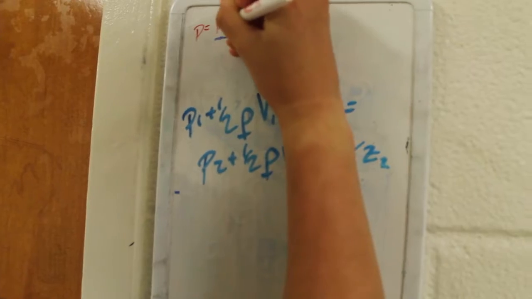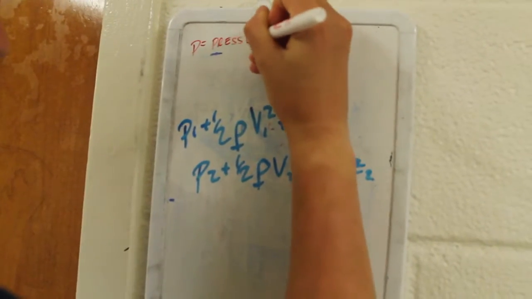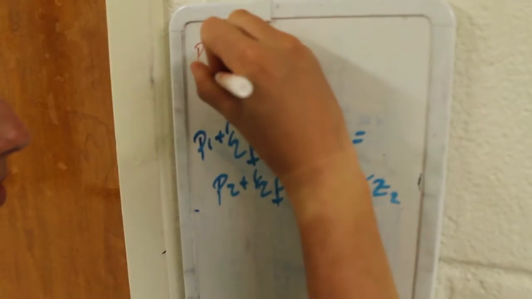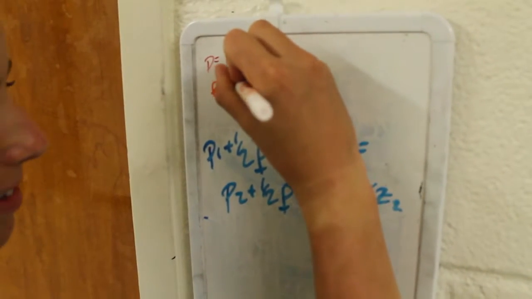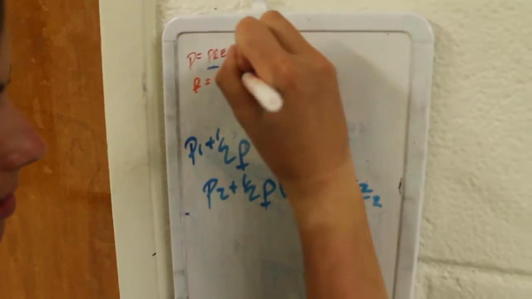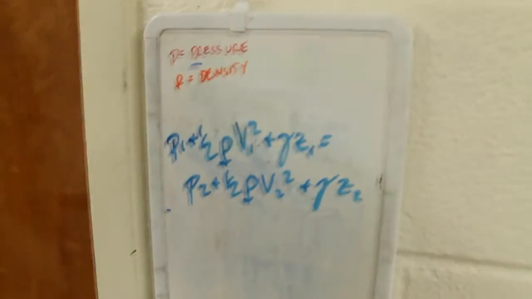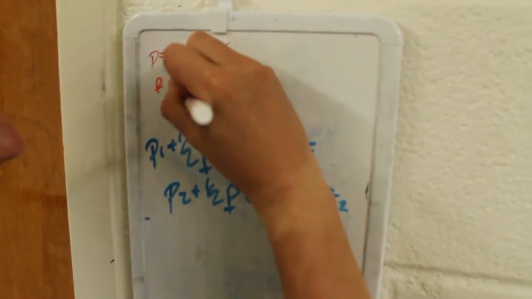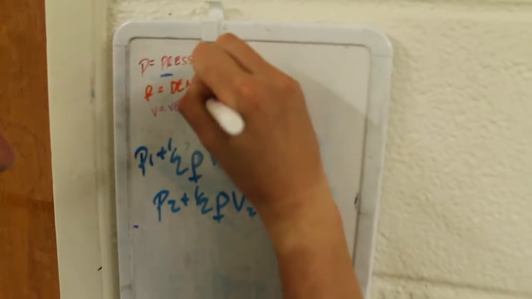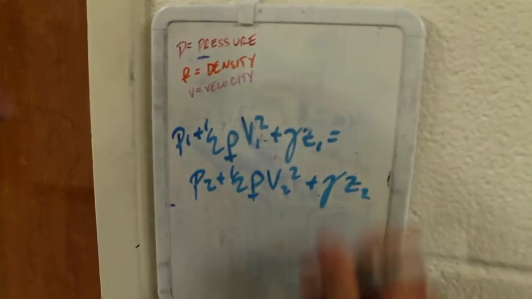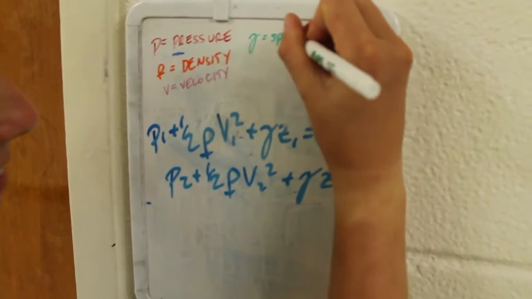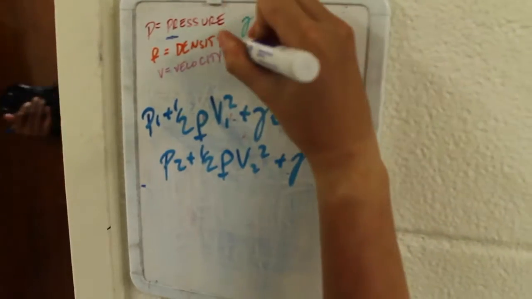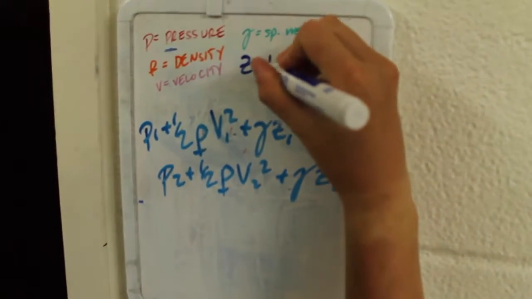So P is equal to pressure, rho is equal to the density of the fluid, which typically will remain constant. V is your velocity. Oftentimes you will have to solve for this. Gamma is the specific weight of the fluid. And Z is the height in the vertical.